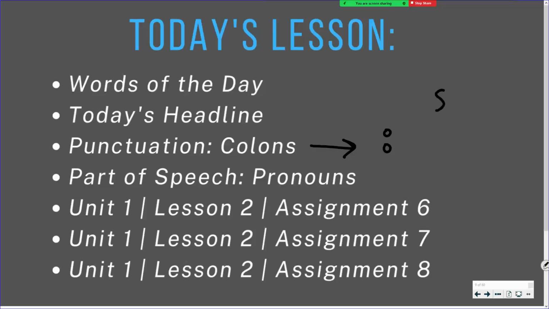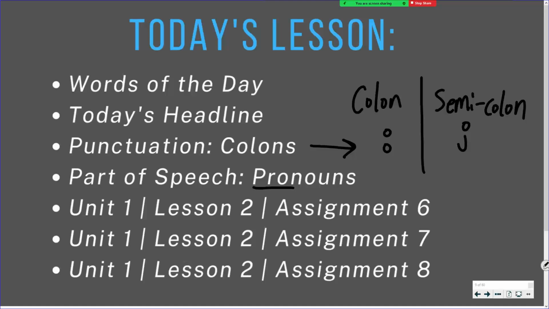The semi, which means half, or part. The semicolon is like that. And then this one's the colon. And we'll look at one part of speech today. We'll look at pronouns.